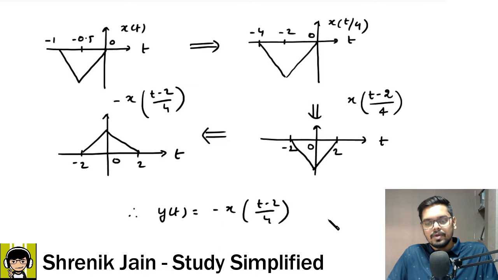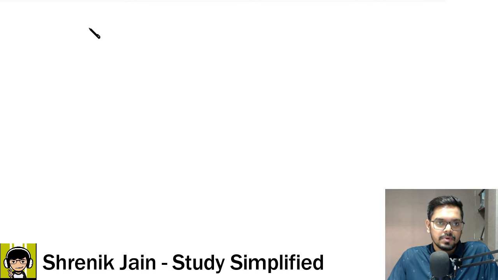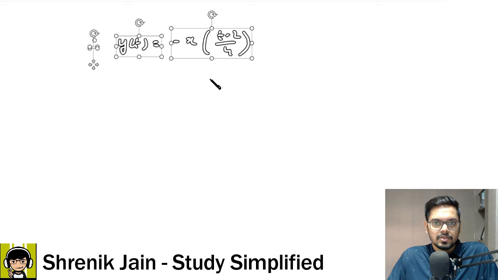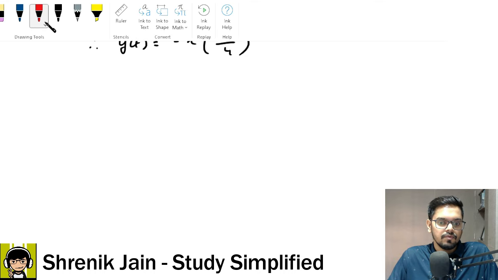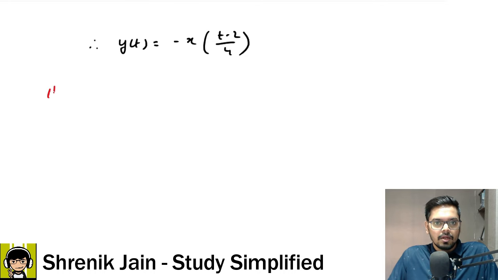But still, to get the answer, you should know some Fourier properties. I will write the expression, but then I will tell you some Fourier transform properties. Okay, two properties you should know. First property is x of a t.